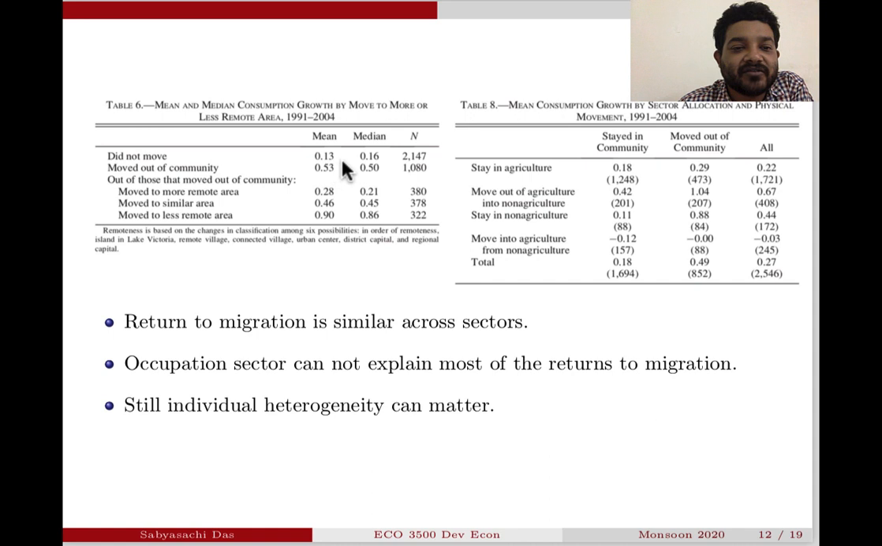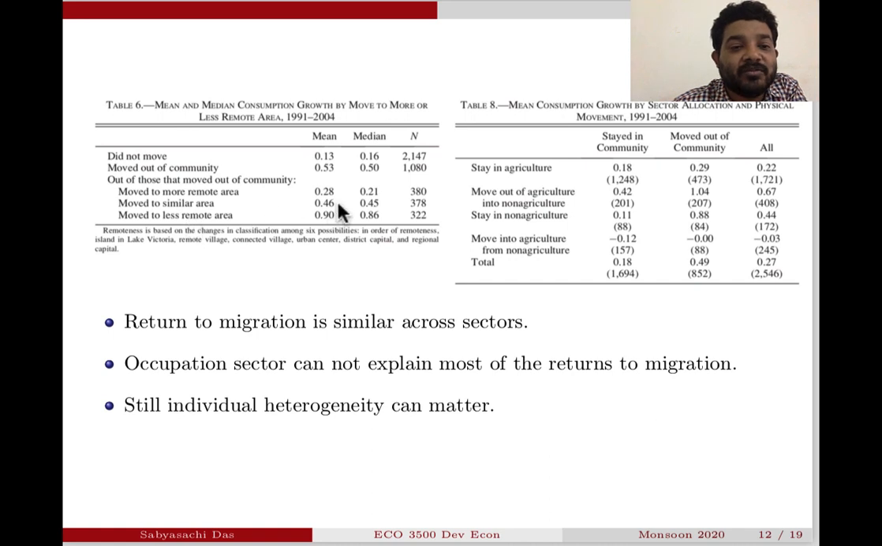If you look at the mean consumption growth for the people who did not move, it's 13%. For the people who moved out of the community, it's 53%. Of them, people who moved to a more remote area, meaning they probably moved to some place nearby, that's 28%, a more remote area than the area that they were living in. So even for them, the consumption growth is larger than the non-movers, at 28%.